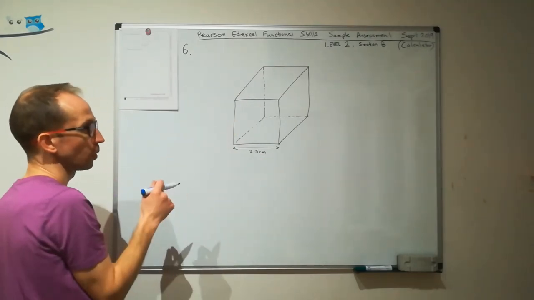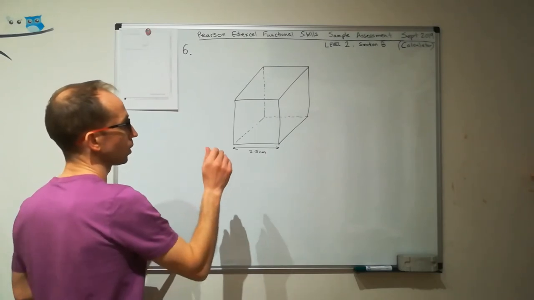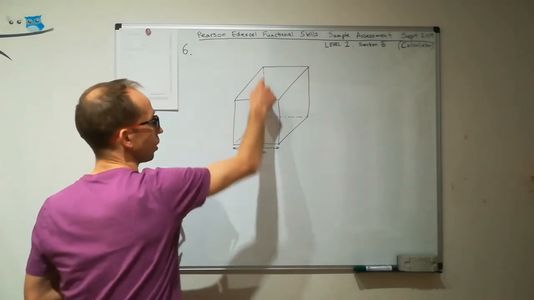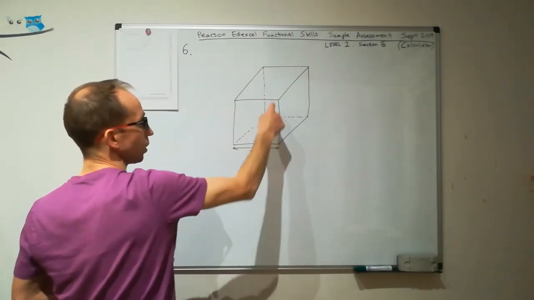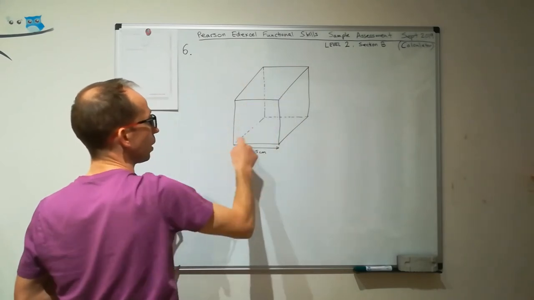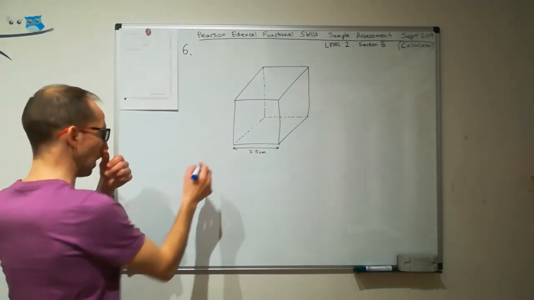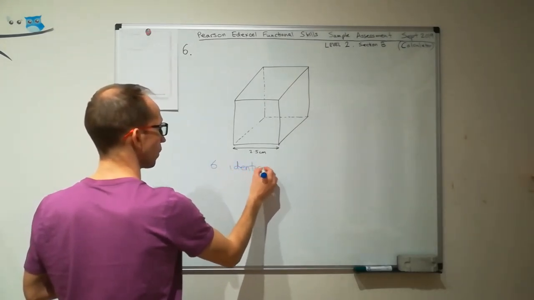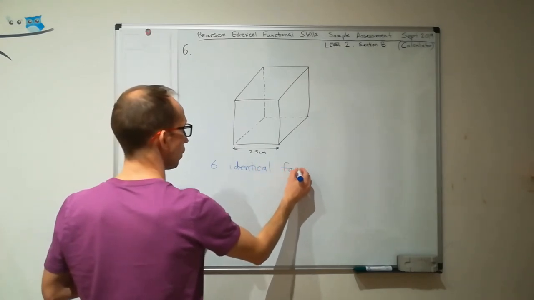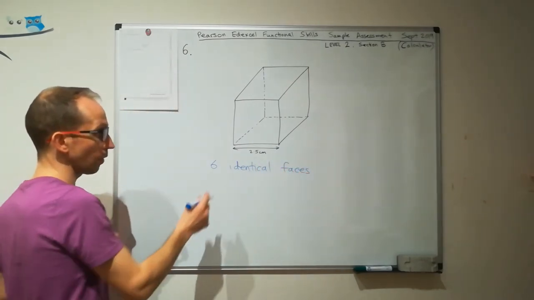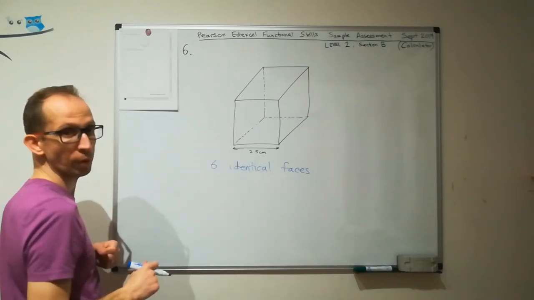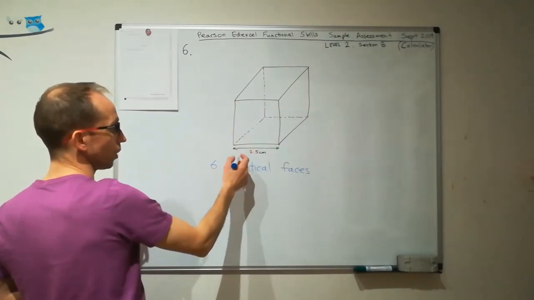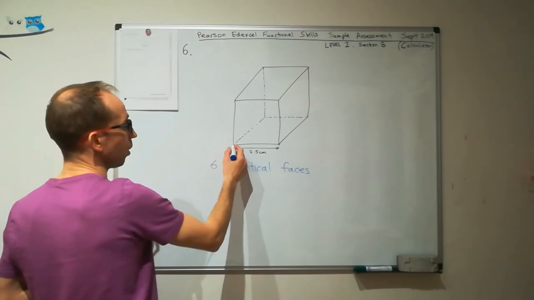So it's a cube. That means all of the sides are going to have the same area. So the front, the back, the left side, the right side, the top, and the base. Okay, so that means I'm going to have six identical faces. So if I can work out the area of one of them, I can just multiply that by six.